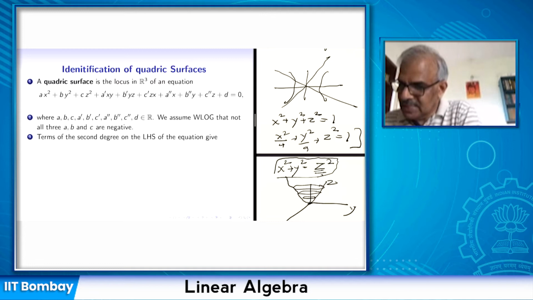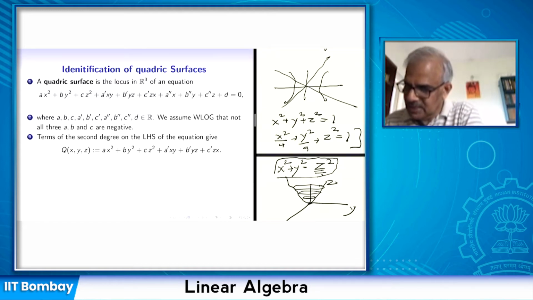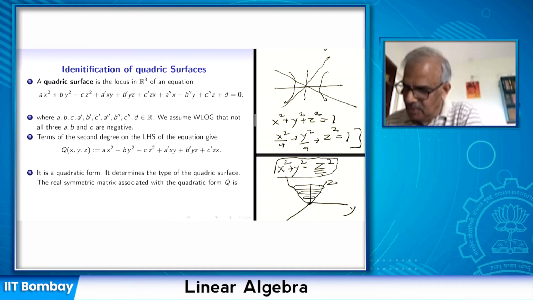Look at the terms of the second degree, this part and this part. These are the terms of second degree, and we now want to diagonalize and write in matrix form. This is the quadratic form. This quadratic part will determine the type of quadratic surface.